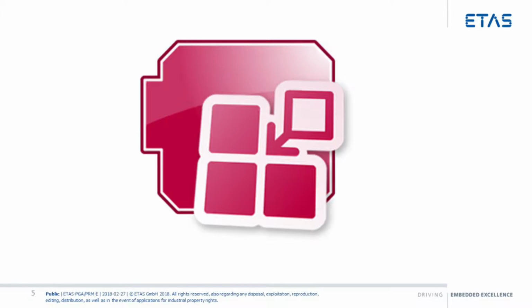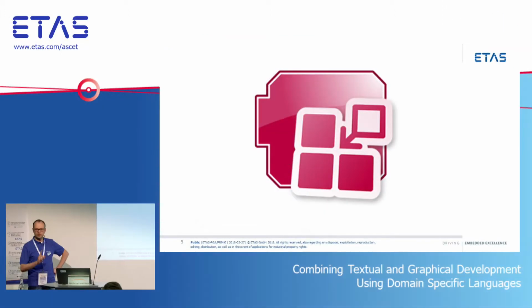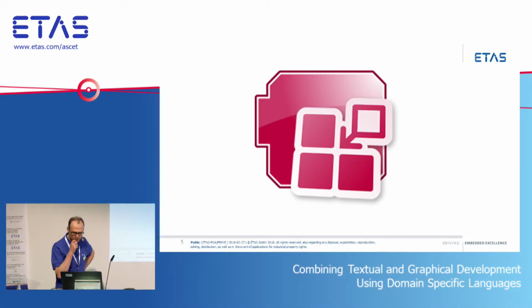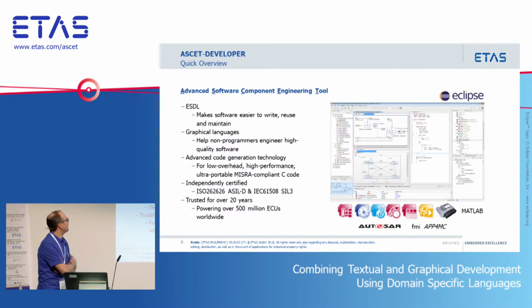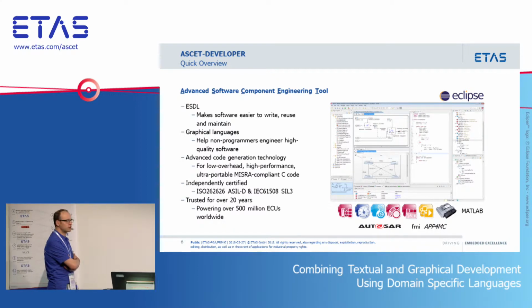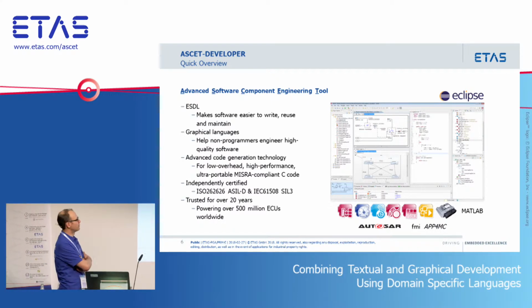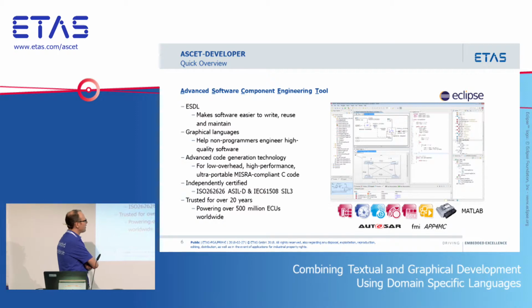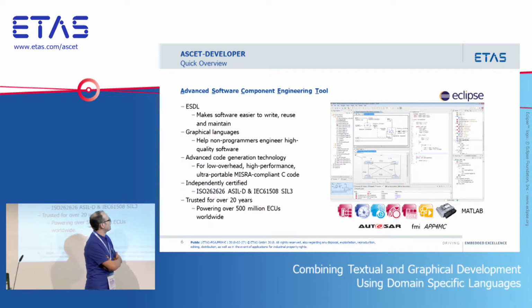So the first one of those three things is ASCII. Who's used ASCII before? Anybody? OK, right. So some of you know about ASCII and some of you don't. So in a nutshell, it's an advanced software component engineering tool. We like to say advanced in front of everything. And this is what the tool looks like on the right-hand side.